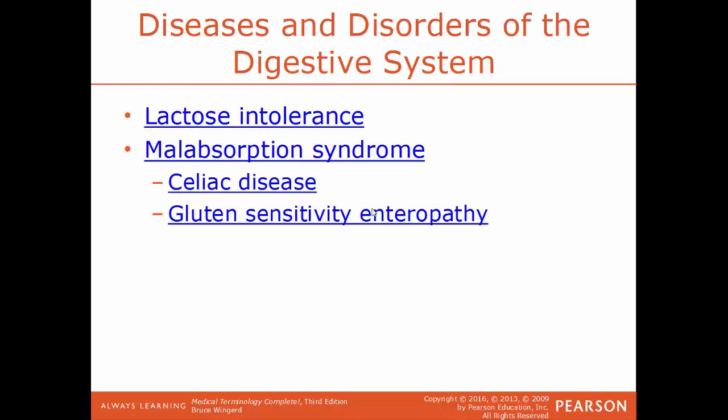Our next term, malabsorption syndrome. This is a very general term that applies to any number of disorders where the intestines can't absorb a particular nutrient. It may be because they can't absorb proteins, or can't absorb carbohydrates, or can't absorb fats. An example of that would be our next term, celiac disease, also known as gluten sensitivity enteropathy. This is an immune response where your body is hypersensitive to the presence of gluten in the foods that you eat. So this is an autoimmune condition.